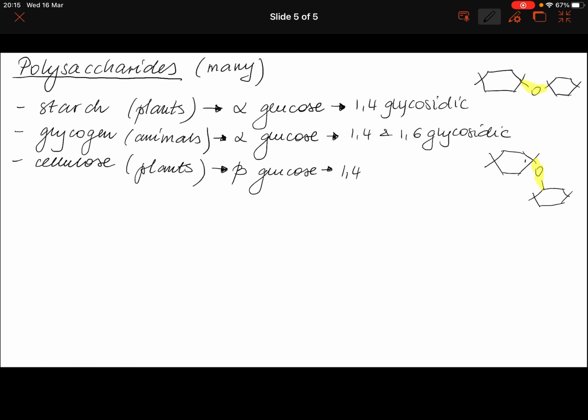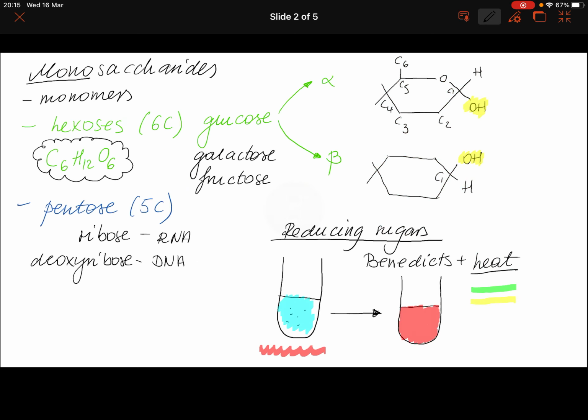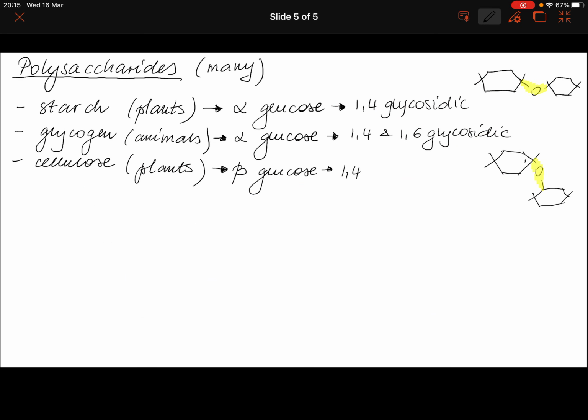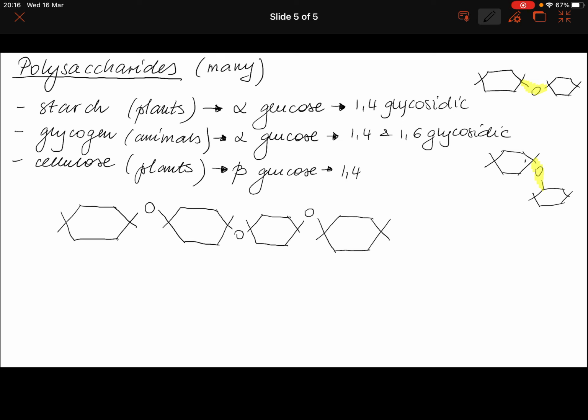Remember, beta-glucose differs from alpha-glucose. Beta-glucose has the OH group on the top of carbon number 1. So the position, obviously, of the glycosidic bond will slightly differ. So let's try and draw it out. So we've got here beta-glucose forming the glycosidic bond in that way. So we'll have a look at this in a second, why the oxygens are in different positions.